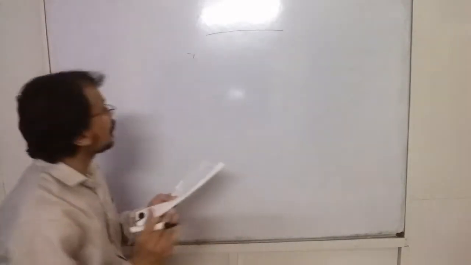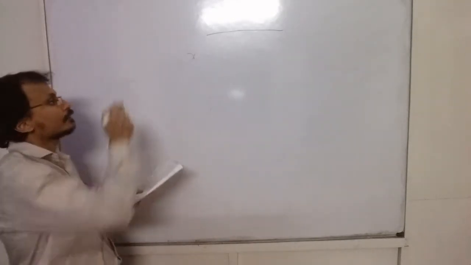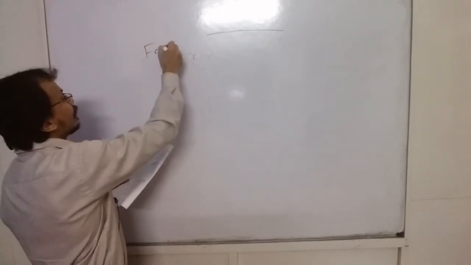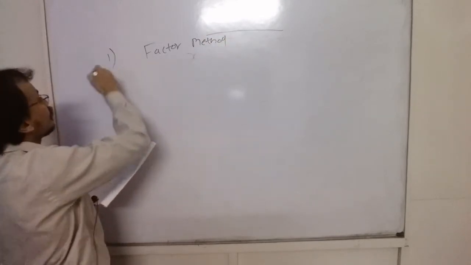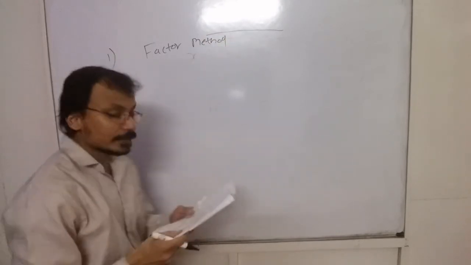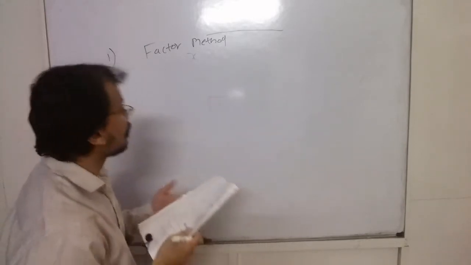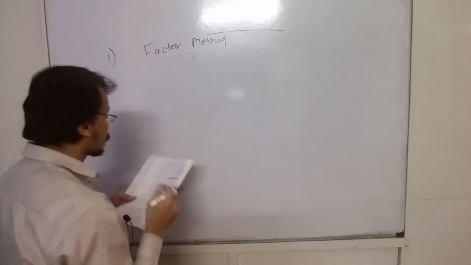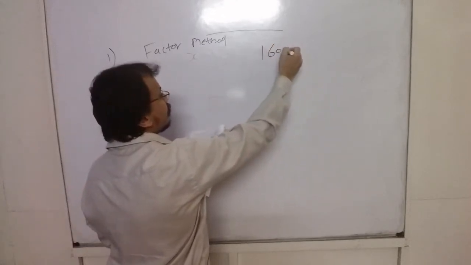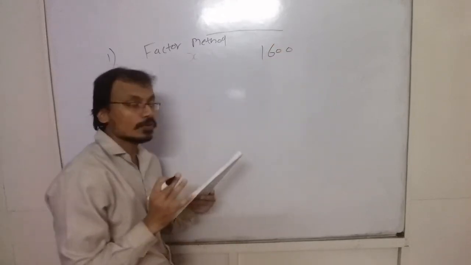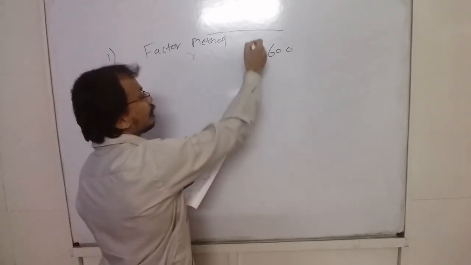First of all, I am going to take the first most important method, that is known as the factor method. So write down factor method. There is one more method, but right now I am going to take the factor method. Factor method, as the name suggests, means you are going to factorize these numbers in order to find the square root. I have a number which is 1600. I have taken a very easy number, 1600.